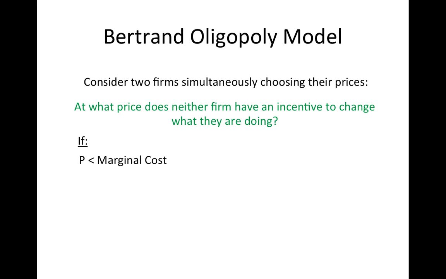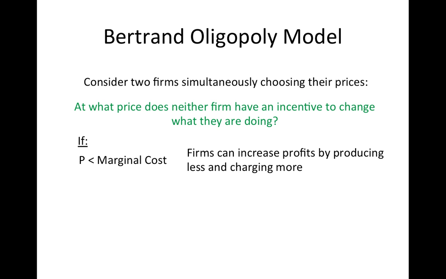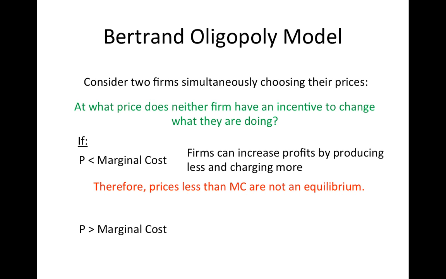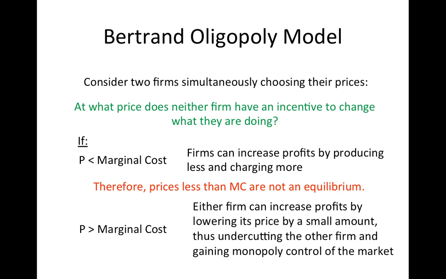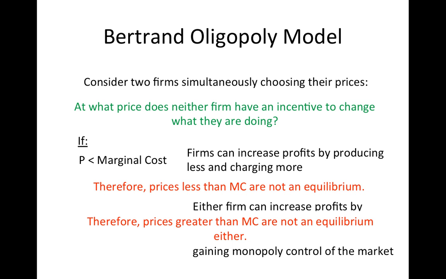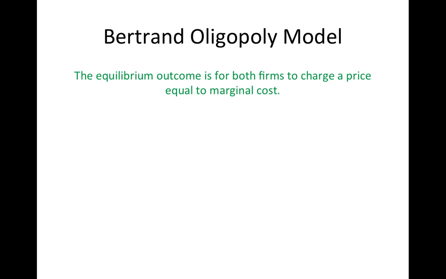At these prices, each firm could increase its profits by producing less and charging more, so no price below marginal cost can be an equilibrium. At prices greater than marginal cost, either firm could gain monopoly control of the market by undercutting its competitor's price by a small amount. Because both firms have an incentive to change their price, prices above marginal cost are not an equilibrium outcome either. By process of elimination, we have discovered that the equilibrium in a Bertrand model is the point where price equals marginal cost.